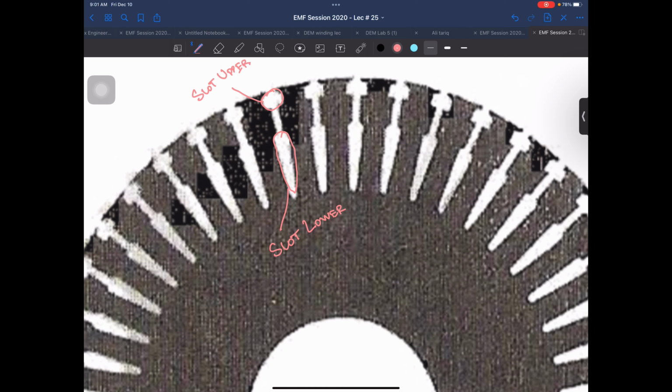Now, if we analyze both slots separately, the question is: will the slot upper have a larger X2, or let me not use that word, L2U? Will it be larger, or will L2 lower be larger? Which one will be larger? L2 lower, because this is closer to the rotor. So L2 lower will be higher. This means that X2 of this one as compared to X2 of this one has a considerable difference. Now here the tricky part comes in.